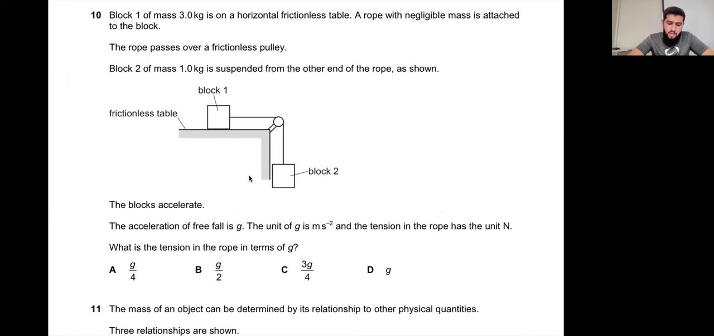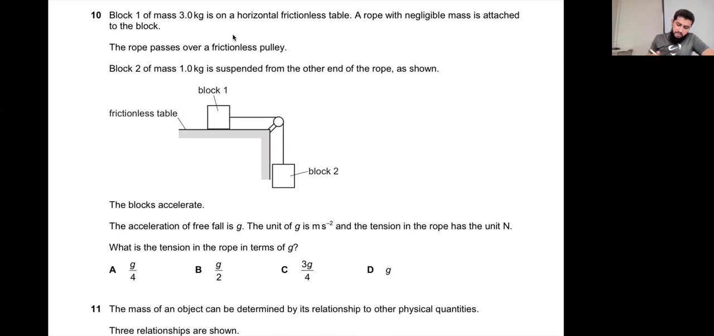Block 1 of mass 3 kg is on a horizontal frictionless table. A rope with negligible mass is attached to the block. The rope passes over the frictionless pulley. Block 2 of mass 1 kg is suspended from the other end of the rope as shown. The blocks accelerate. The acceleration of free fall is g. The unit of g is meters per second squared, and the tension in the rope has the unit Newton. What is the tension in the rope in terms of g?